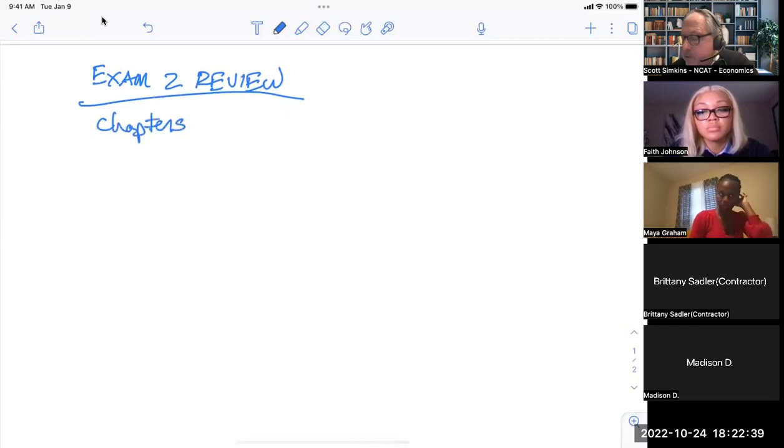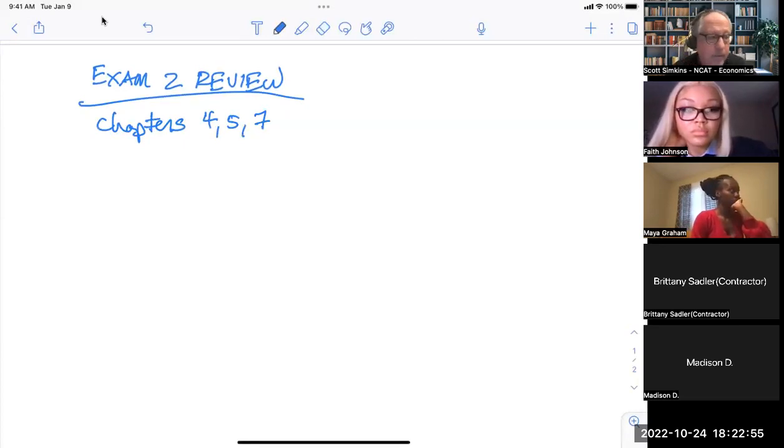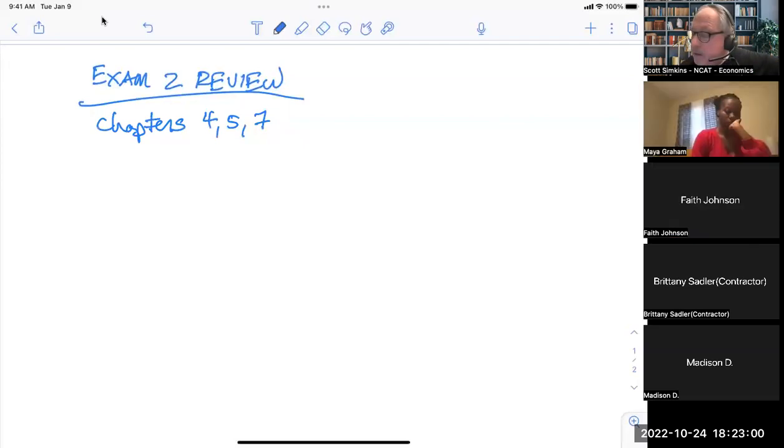Which chapters? Little quiz to start with. 4, 5, and 7. If this was Sesame Street, I'd say which one of these was not like the other? I actually do mean that. The 7. The 7's different than 4 and 5. So that's the first thing.